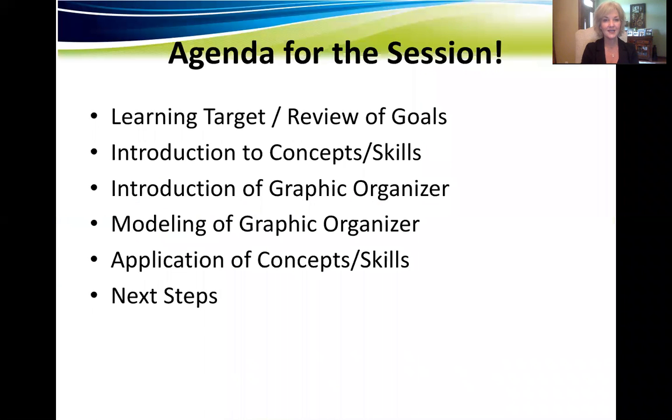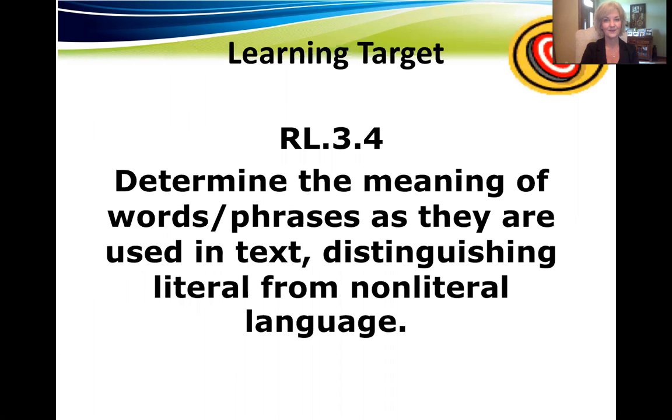The agenda for today's session: I will review the learning target and goal, introduce the concepts and skills that align to the goal. I will also introduce a graphic organizer we'll be using. I'll model how to use that graphic organizer, and then we'll apply the concepts and skills that we have learned using the graphic organizer and the text. I'll leave you with some next steps of how to practice this standard.